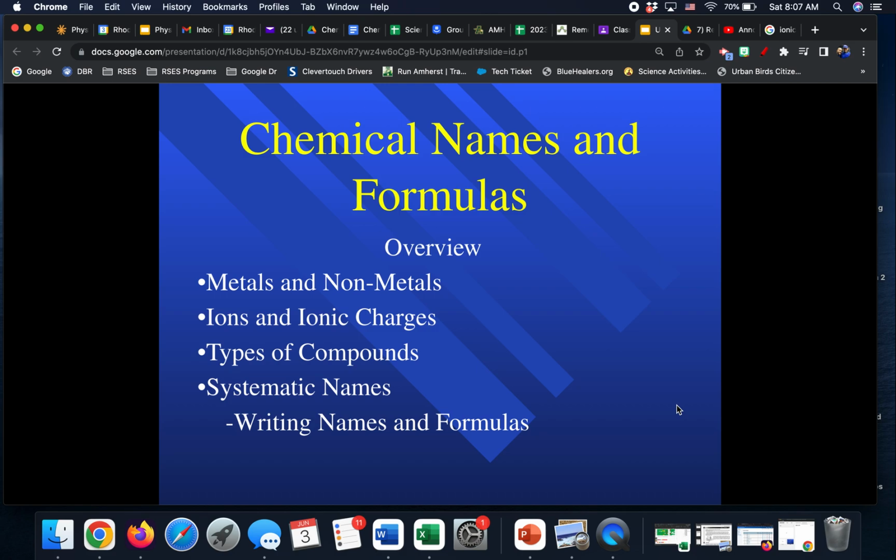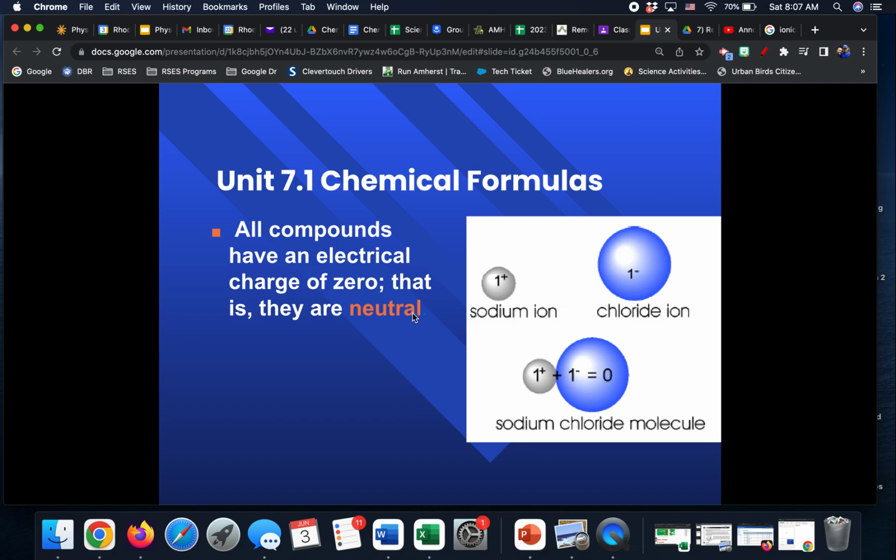So we are going to be learning this unit how to name a bunch of different stuff. And today we're going to start with the simplest of them, in my opinion, and that's ionic compounds. One thing you need to know, all chemical compounds, whether we're talking about the ones we're going to learn today or in the future, have an overall electrical charge of 0.